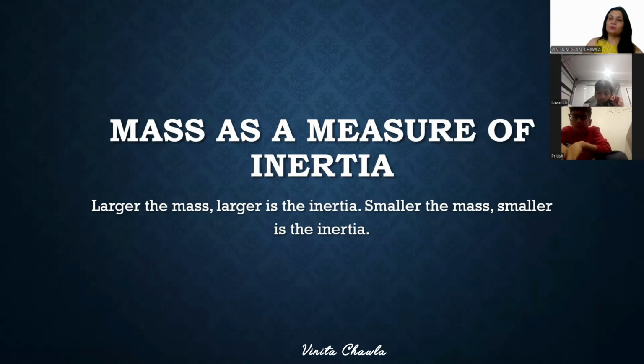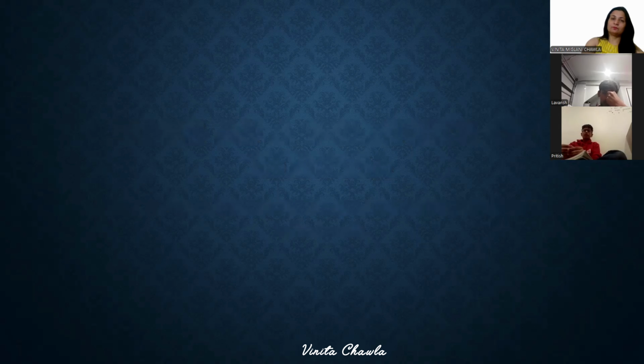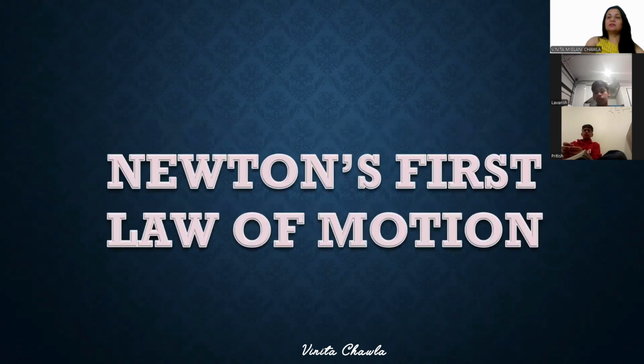You want to stop both of them. Then which one is easier to stop? The smaller one, because it has less mass and therefore less inertia. So its tendency to stay in its state of motion is less as compared to the heavier object. Heavier objects are difficult to stop.